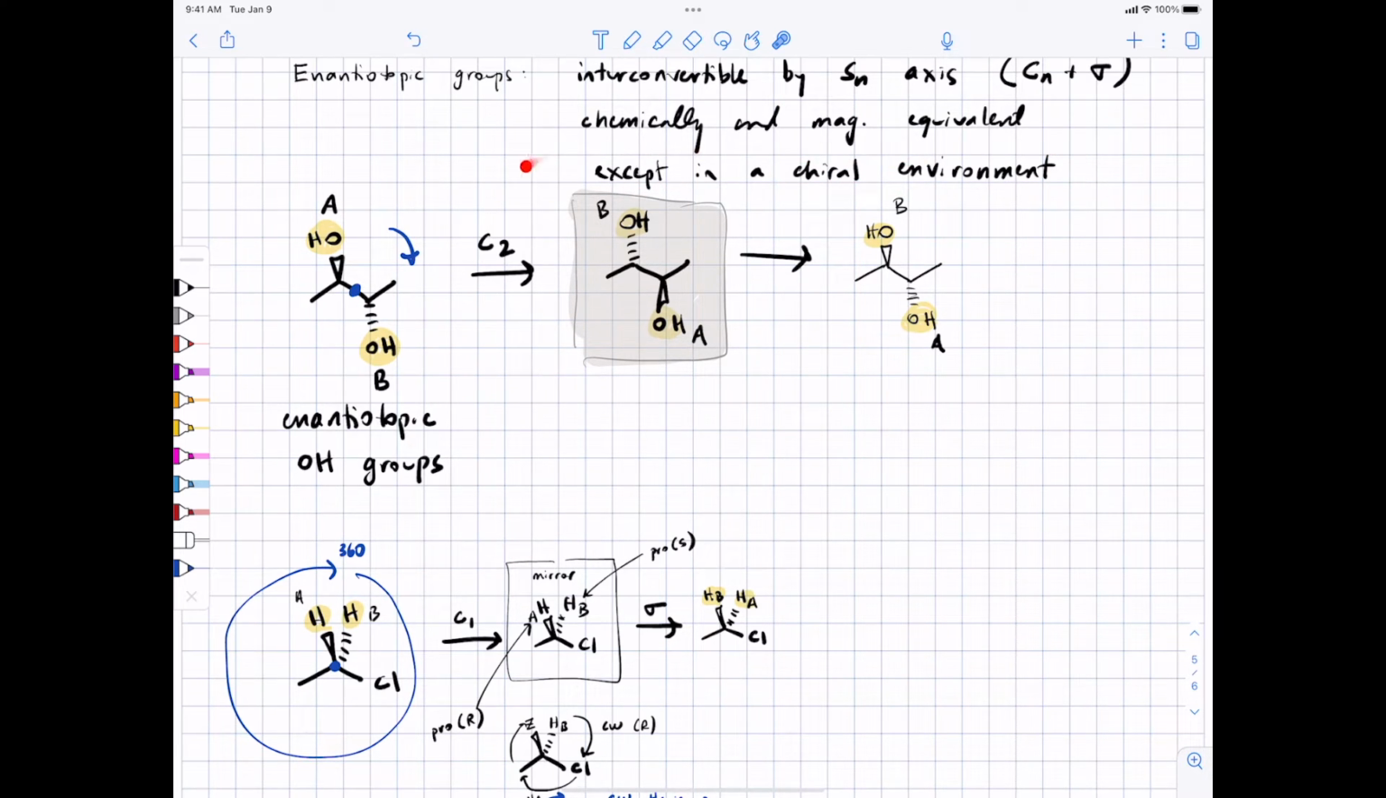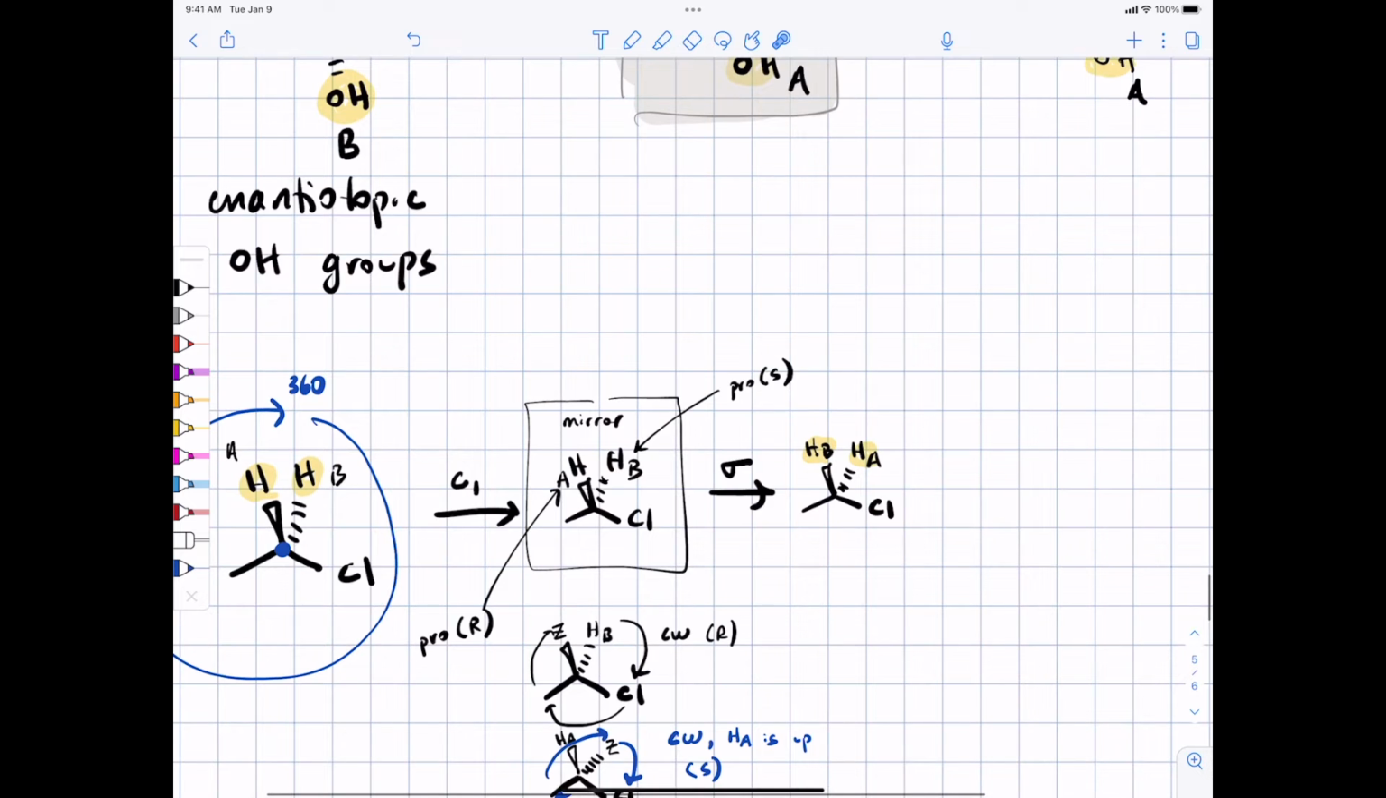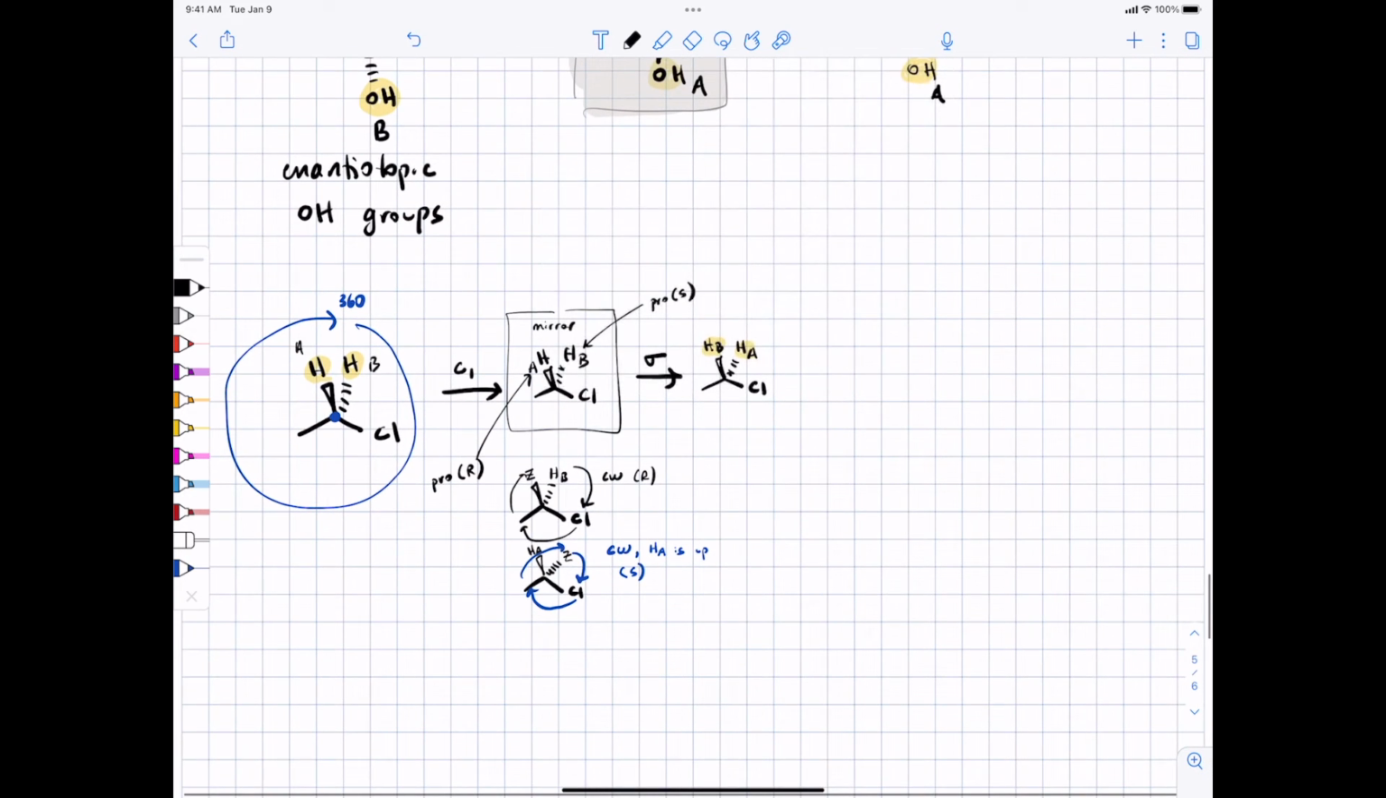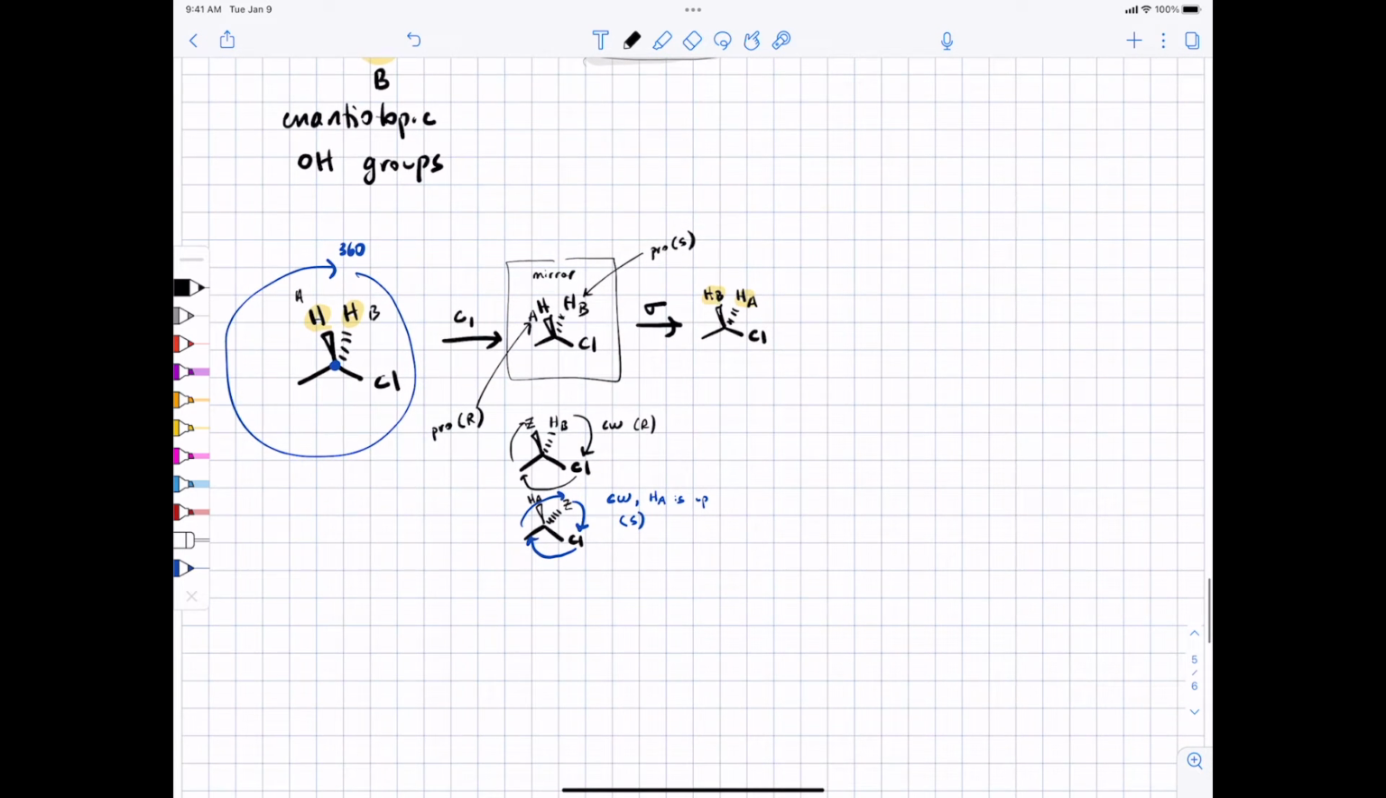If you're in a chiral compound, yes, they are different. In this compound, are they the same, HA and HB? You want me to say yes or no, but I can't. I say yes, except if I put, as I've shown them here, yes, they are identical.